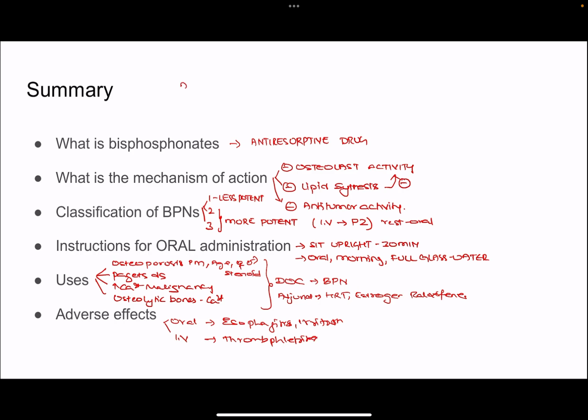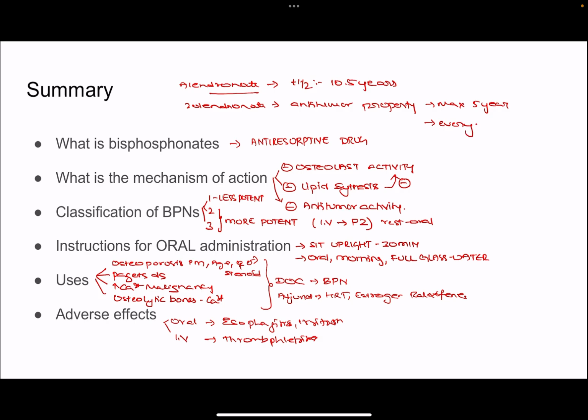And one more important thing you should remember is alendronate. All these bisphosphonates will end with dronate, and alendronate has the speciality of a half-life of around 10.5 years. So zoledronate has a very important property, that it has anti-tumor property, and it has to be given a maximum of how long? 5 years, and once in 12 months. So this you need to keep in mind.